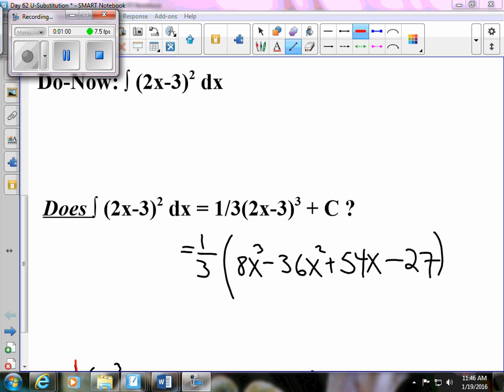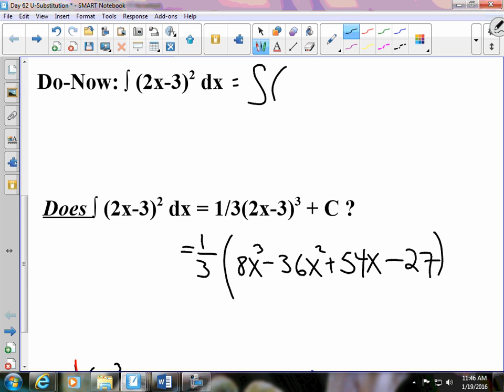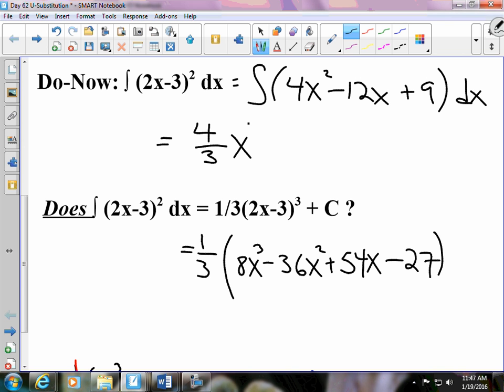All right, so what about for this do now? What do you have to do to integrate (2x minus 3) squared? Square it out. What do you get when you square it out? Good. And then when you actually take the antiderivative term by term, what did you get? 4/3 x cubed. Okay. Oh, plus 9x plus 6. Okay.